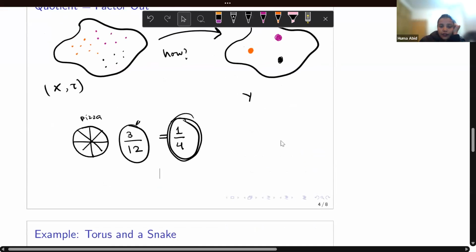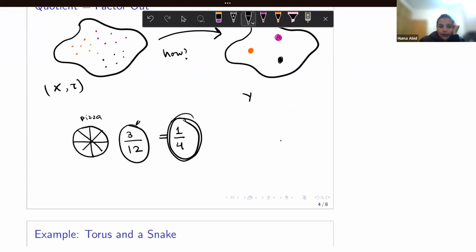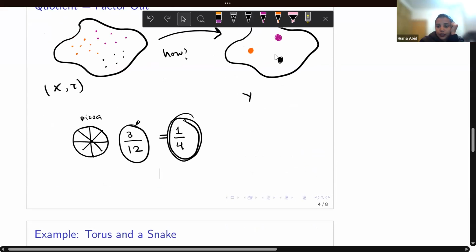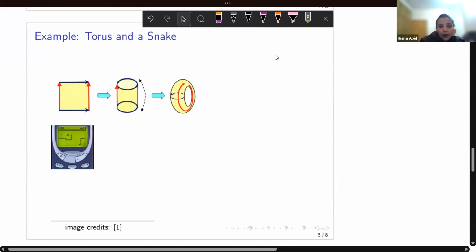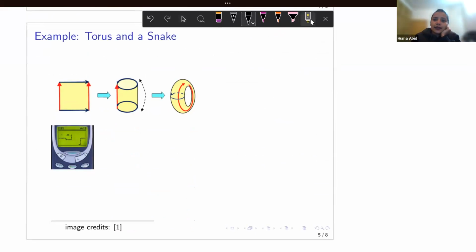Now, this new space here would be your quotient space, and you define a new topology on it. We will see later how you define that topology. One example of it is a torus. A torus is a very famous topological space, one of the very basic spaces that you study in topology. And a torus is like a hollow donut. So imagine a donut, but with no filling inside, the outline or the wrapper of a donut.